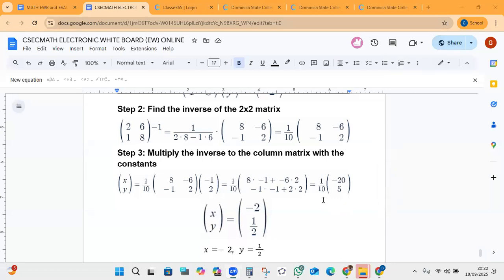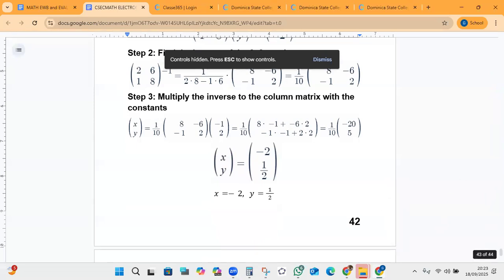So we resume by multiplying -20 and 5 by 1/10. Multiplying by 1/10 is like dividing by 10. You are not multiplying by 10, you are multiplying by 1/10. So -20 divided by 10 is -2, and 5 divided by 10 is 1/2. So x is equal to -2 and y is equal to a half. And here you have it, an example of how to solve simultaneous linear equations using matrices.